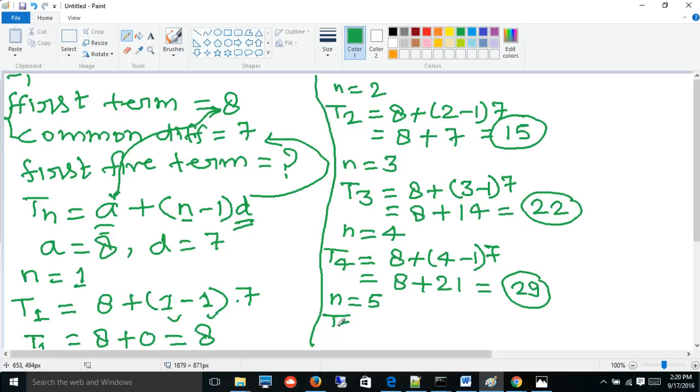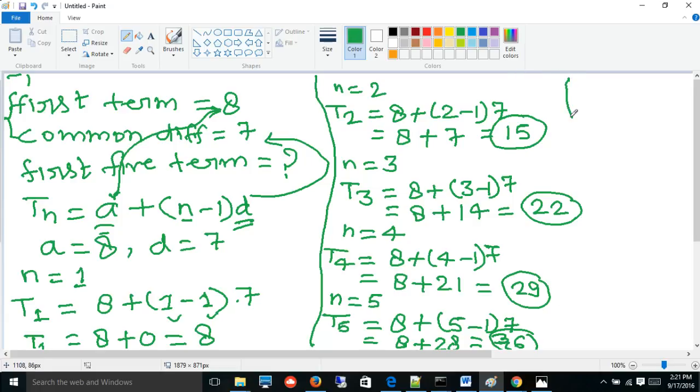So we will get T5. So T5 equals 8 plus 5 minus 1 into 7. Okay, so we will get 8 plus 5 minus 1, 4, and 4 into 7, 28. So we will get the value here as 36. Okay, so this is the thing.